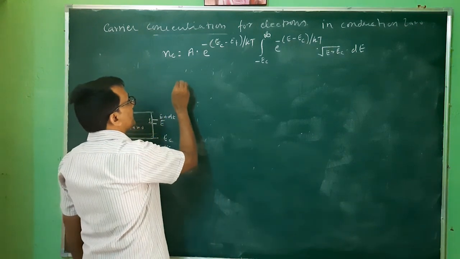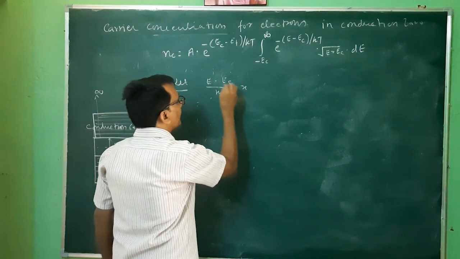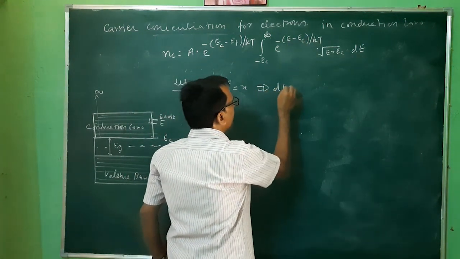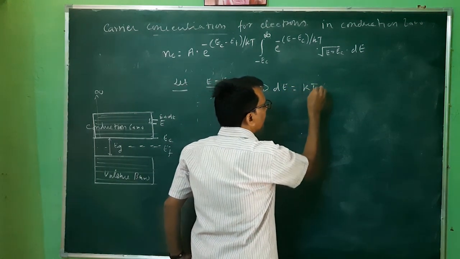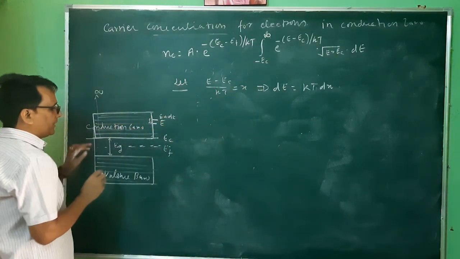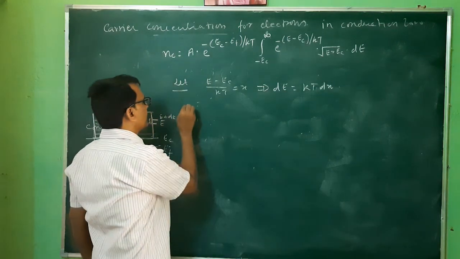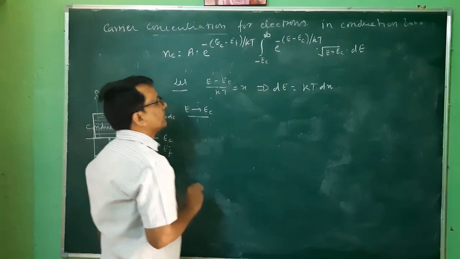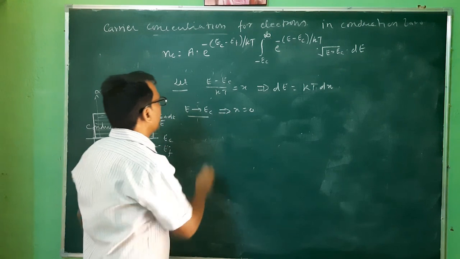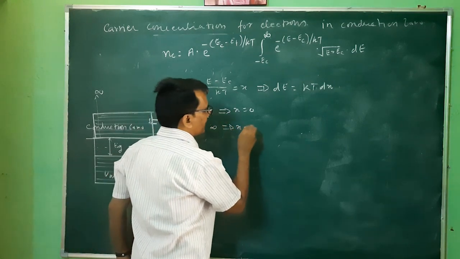So let (E − Ec)/kT be equivalent to x. This implies dE equals kT multiplied by dx, and the limits will also change. If E tends to Ec, then x is equivalent to 0, and if the upper limit E tends to infinity, then x tends to infinity.